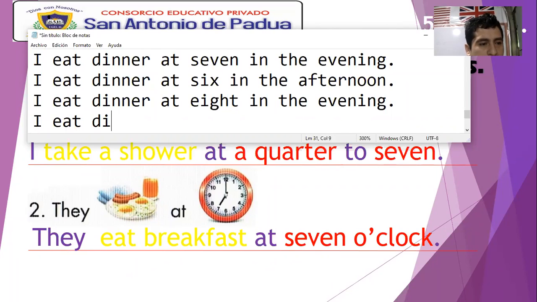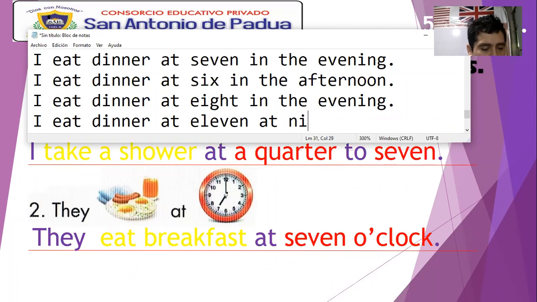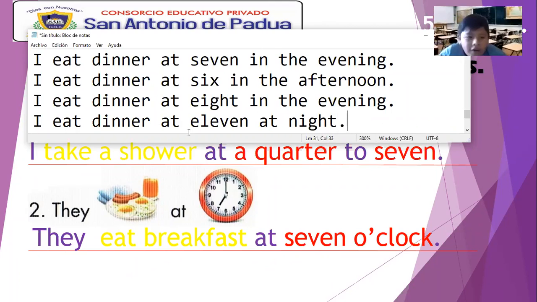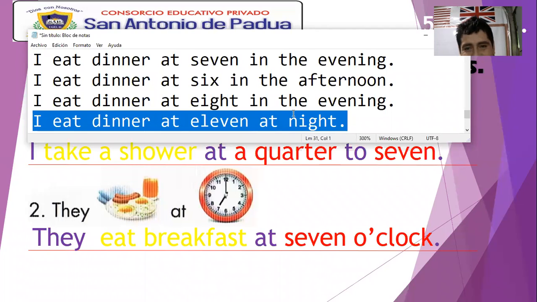What else? Que más el último. I eat dinner at. Algunos cenan. At 11. 11 at night. A las 11 de la noche algunos almuerzan. Oh, cenan, sorry, no? I have dinner. My gosh, at 11 at night. Really? Well, será porque trabajan mucho, ¿no?